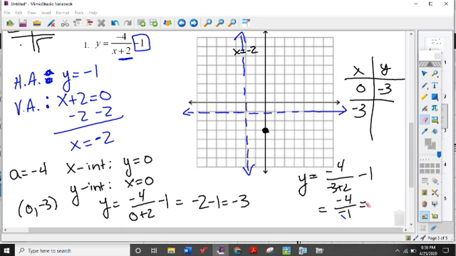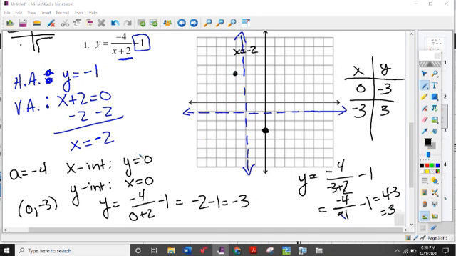Negative 4 divided by negative 1, that's positive 4. Positive 4 minus 1 is 3. So I plot the point negative 3, 1, 2, 3, positive 3. That gives me a feeling of where my graph is going to go.